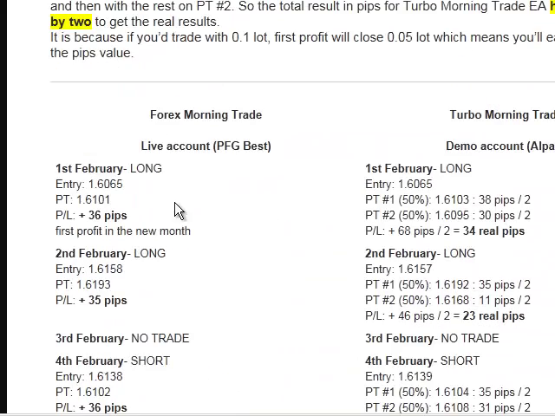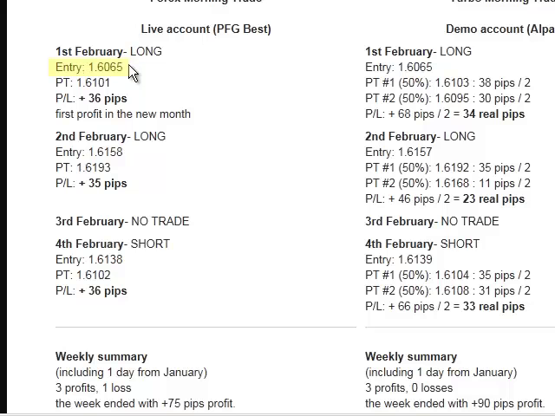There's two columns. This is doing it manually, and this column is using the robot. I suggest you do it manually the first couple weeks and maybe try the robot after you're really comfortable with the system. So the 1st of February we had a long trade at 1.6065. That's our entry, and this system uses a profit target of 35 pips.